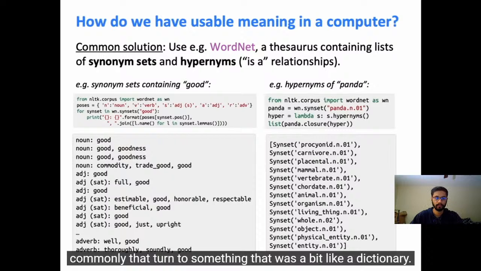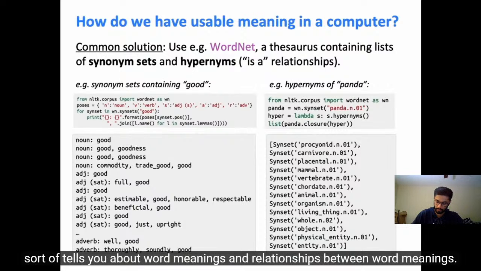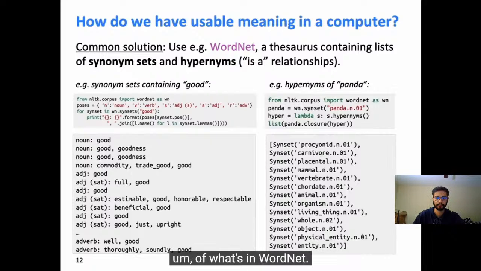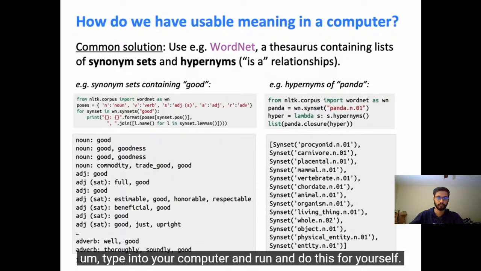Commonly they'd turn to something that was a bit like a dictionary. In particular, a favorite online thing was this online thesaurus called WordNet, which tells you about word meanings and relationships between word meanings. So this is just giving you the very slightest sense of what's in WordNet. This is an actual bit of Python code up there, which you can type into your computer and run and do this for yourself.